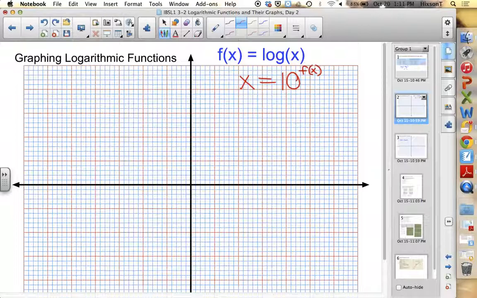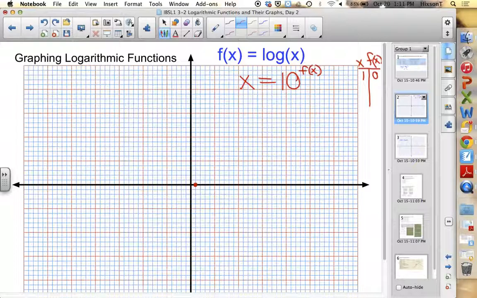So, let's say I wanted y to be 0. I'm getting an x-intercept in this case. It would be 1, okay? 10 to the 0 power is 1, so that gives me the point 1, 0. Here's x, here's f of x. I got the point 1, 0.